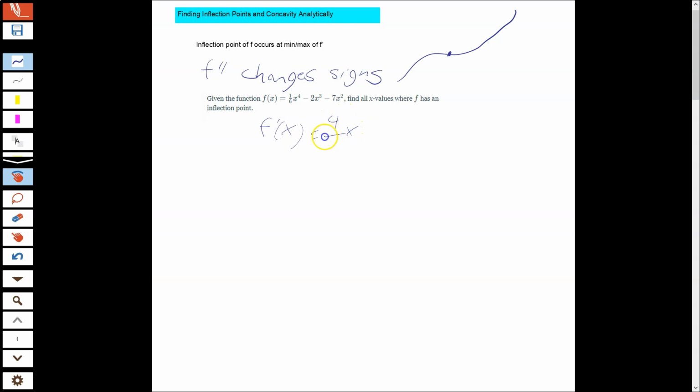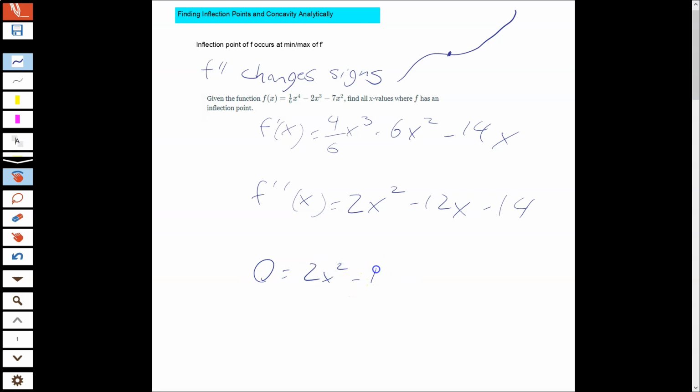Okay, my derivative of f is going to be f prime of x. I'm just going to use power rule, right? 6x to the third minus 6x squared minus 14x. And then my second derivative is going to be the derivative of that, which is 3 times 4 sixths is going to be 2x squared minus 12x minus 14. Okay, so there is my second derivative of f. And my next move now is going to be to set that function equal to 0 to find my inflection points.